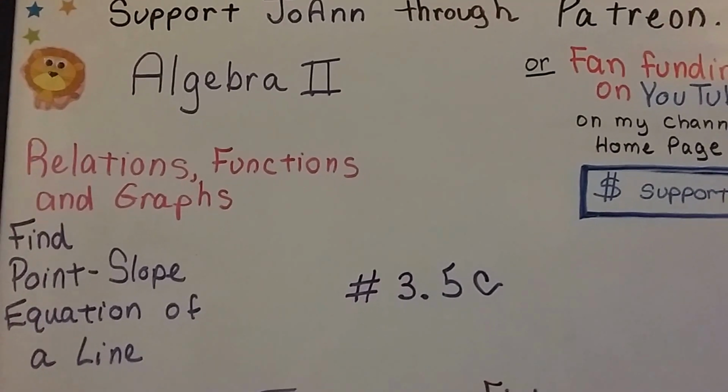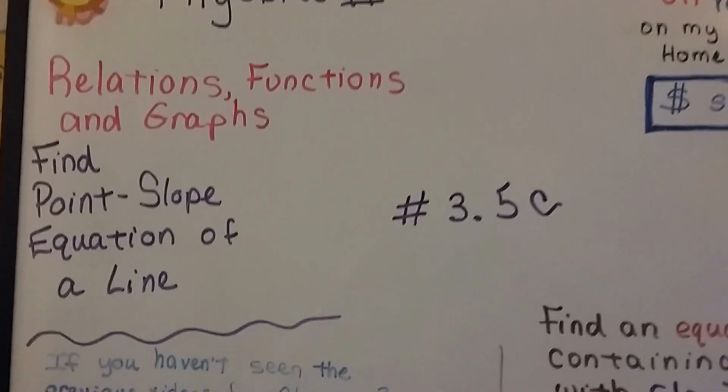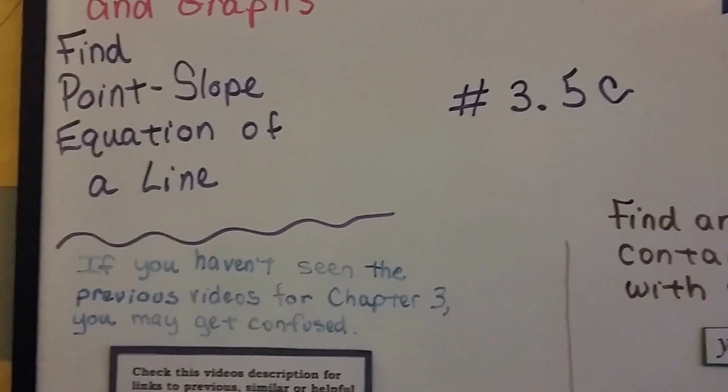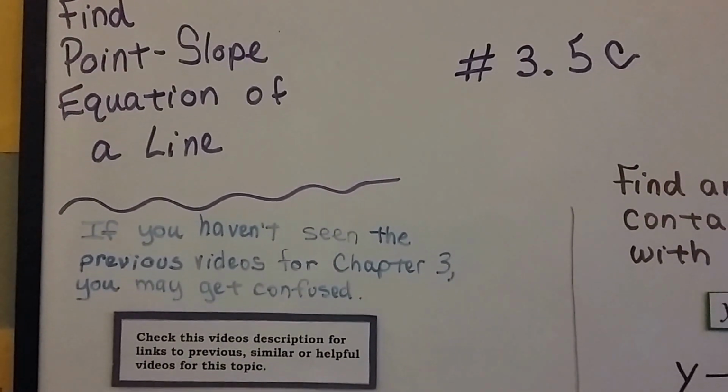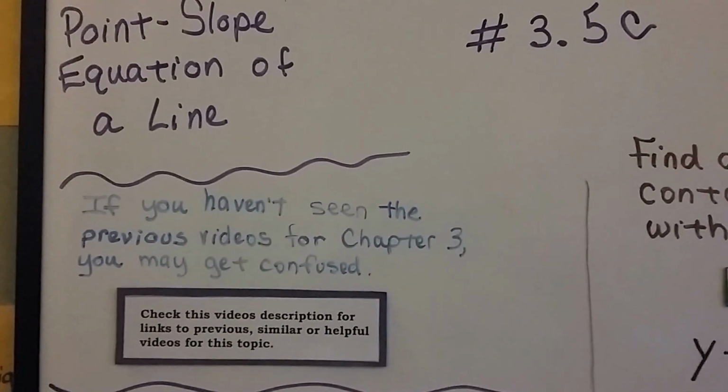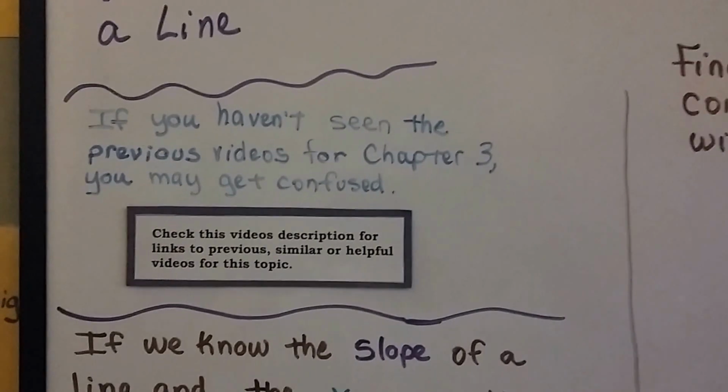Algebra 2, 3.5c, find point-slope equation of a line. This is lesson 5 in chapter 3, and it's our third video. We had an A and a B before it. This is 3.5c. If you haven't seen the previous videos for chapter 3, you may get confused.